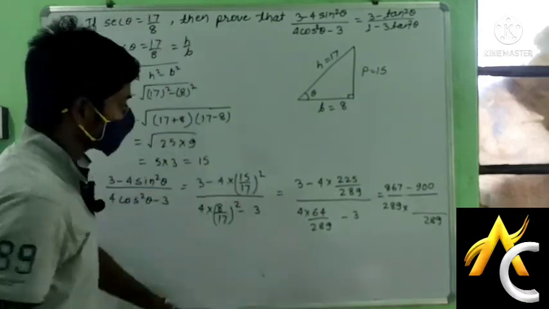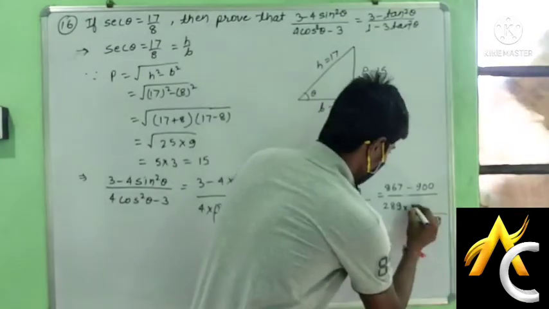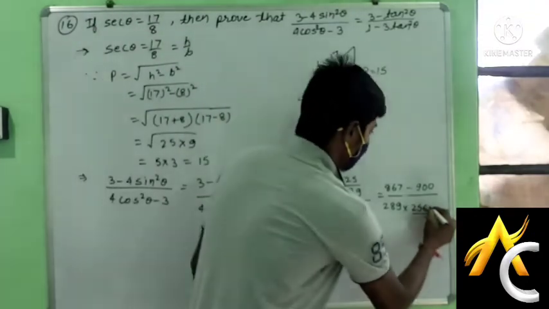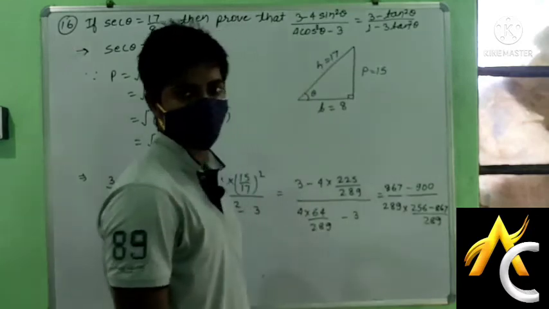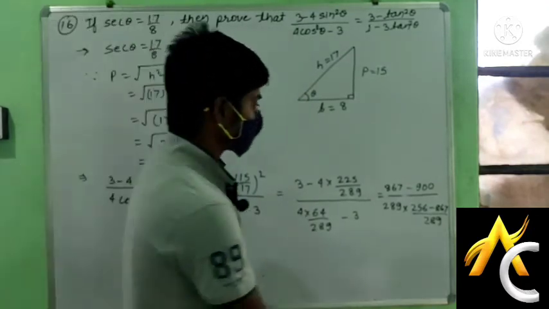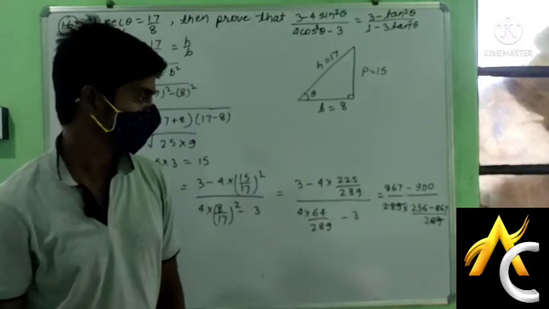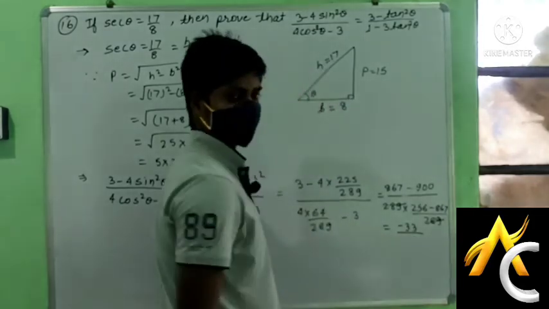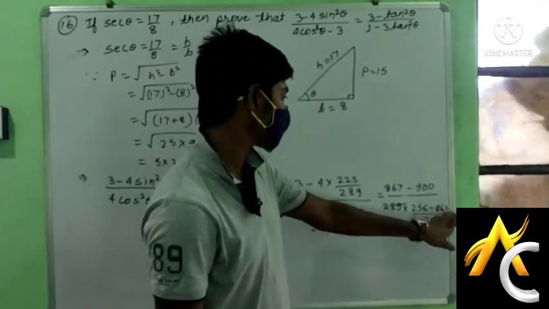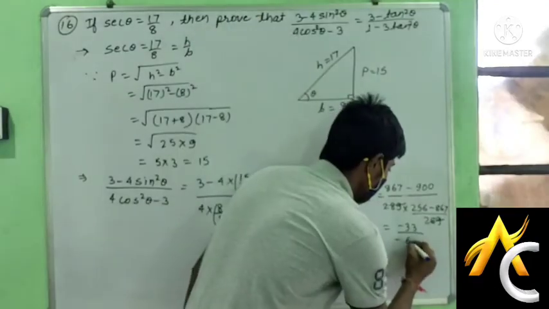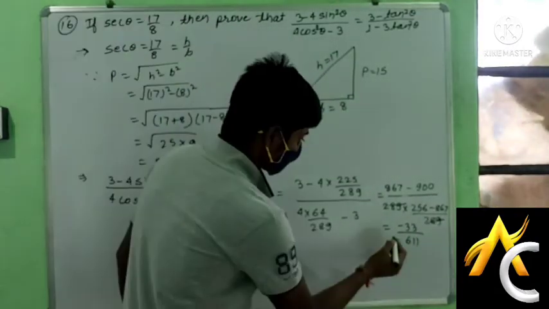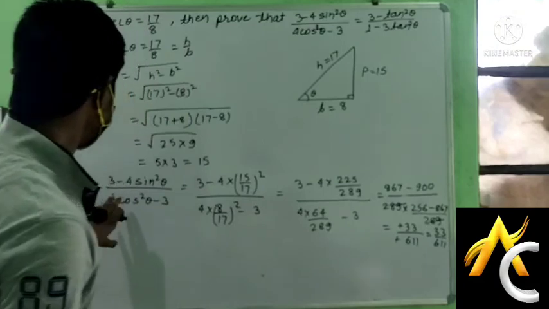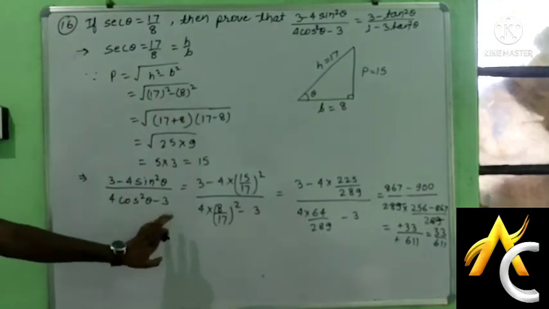Okay. So 4 into 64 will be equal to 256, okay, minus 3 into 289 is 867, okay. 289 cancels, 867 minus 900 will be equal to minus 33, divided by 256 minus 867 will be equal to minus 611. Now minus cancels minus, so it will be 33 by 611. This will be the value of (3 minus 4 sine square theta) by (4 cos square theta minus 3).